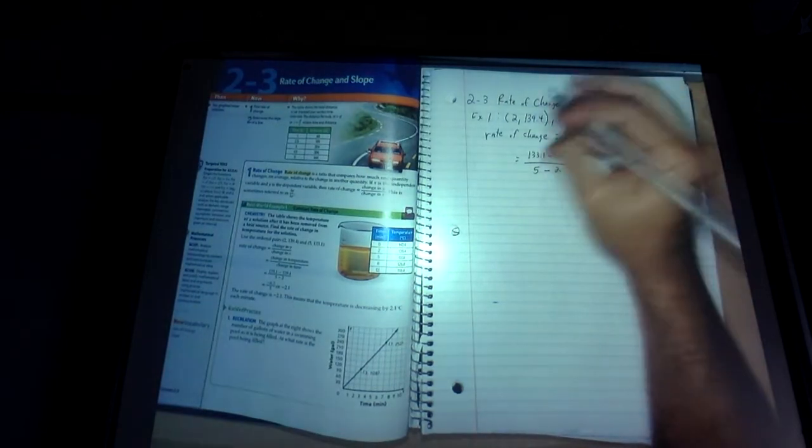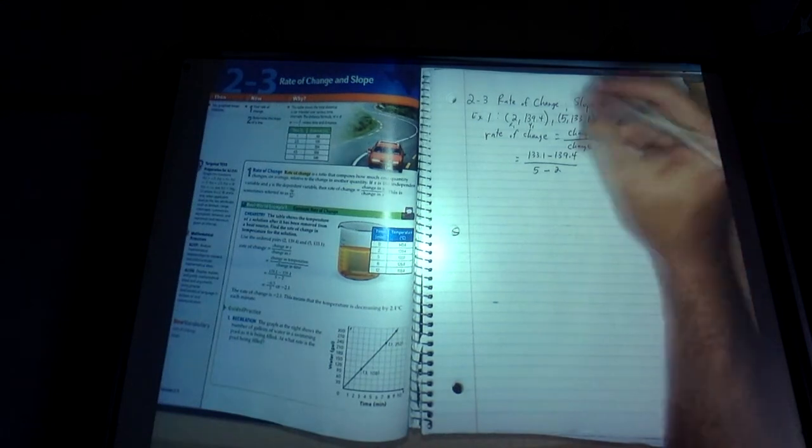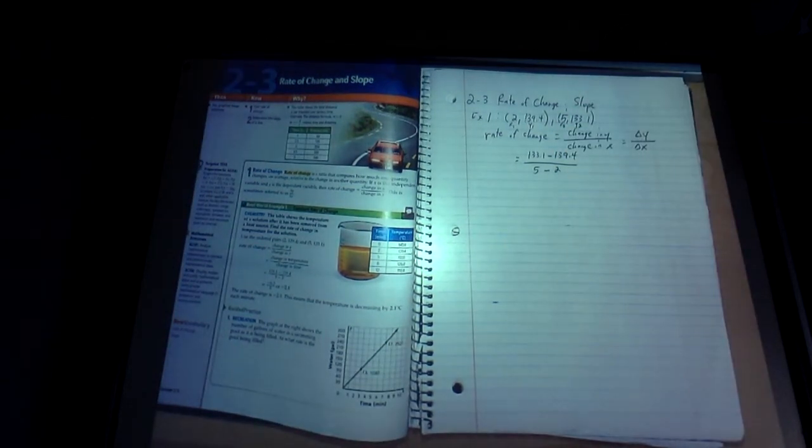So what we really did right here is we labeled these. That first parenthesis was x1 and y1. That second parenthesis was x2 and y2. If you know anything about the slope formula, we just gave you what the slope formula is, but we'll get there in a second. We'll keep doing this math right here.